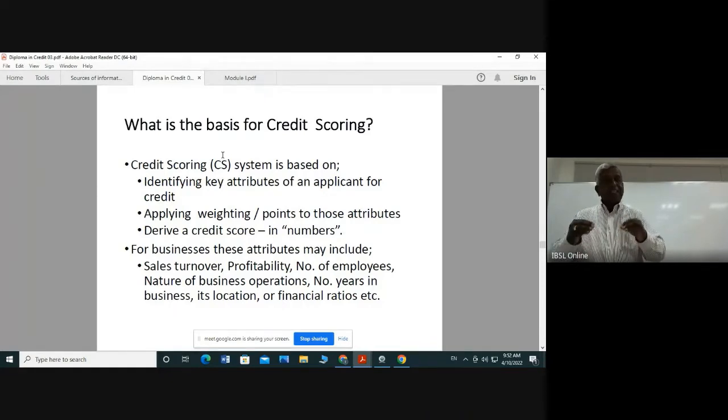This way, the FICO company developed this system. It is a statistical model which predicts whether a person will repay or not if you grant a loan. And now you know how they developed this statistical model.